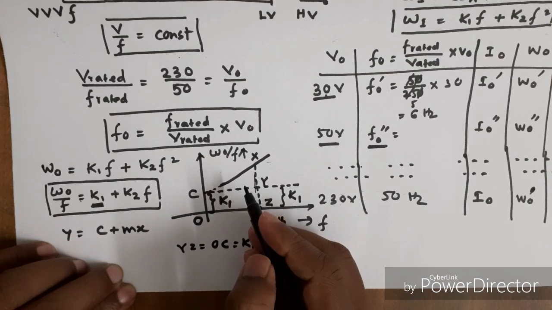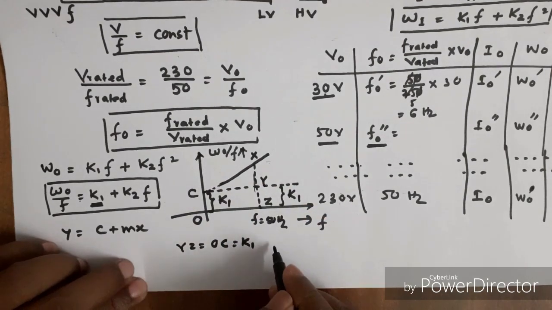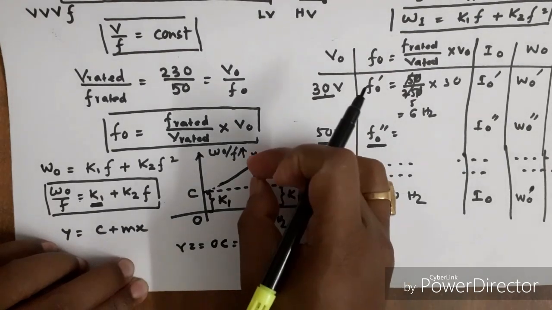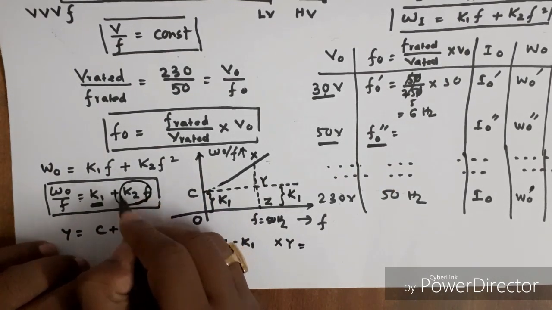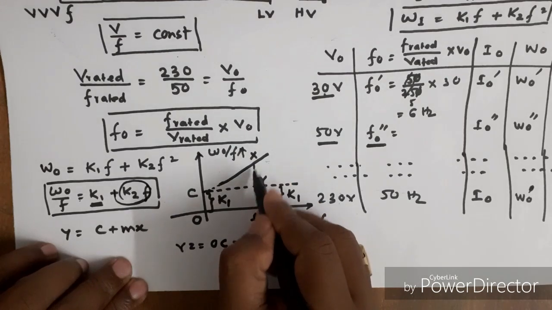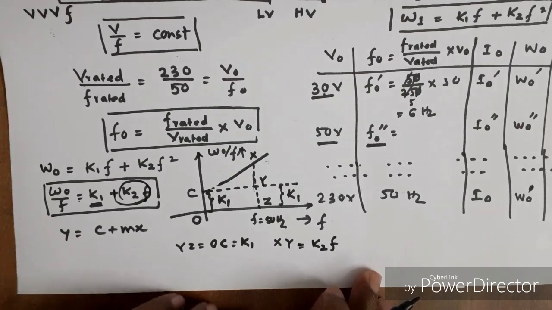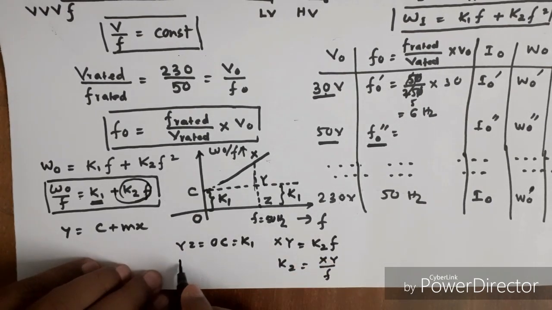Now, what is XY? The XY will be the K2 into F from this equation. XY will be the K2 into F. Therefore, what is K2? K2 equal to XY by F. That means first I find out K1 equal to YZ.